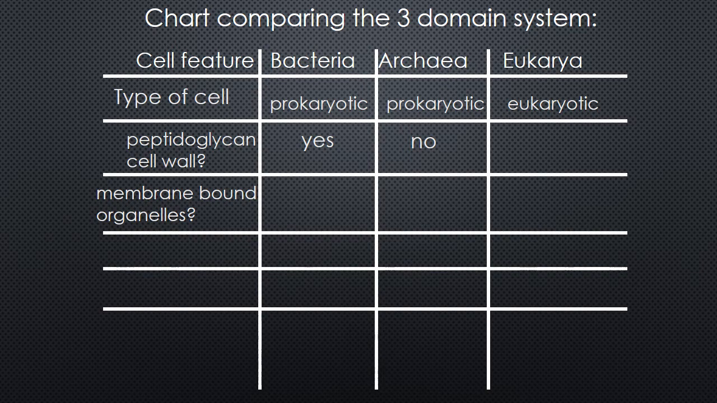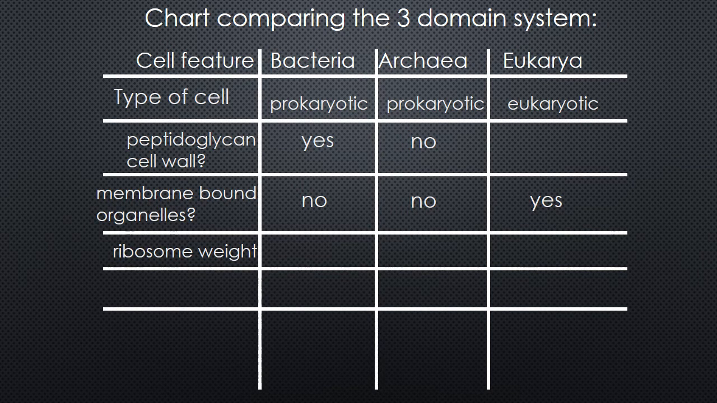I'm not sure why. When we look at membrane-bound organelles, that membrane, remember, is the phospholipid membrane, and that is usually found around the nucleus, the mitochondria, chloroplasts, that sort of thing. And I don't know if you remember, but that is what separates the eukaryotic cells from the prokaryotic cells. So membrane-bound organelles are not found in bacteria or archaea, but are found in Eukarya.